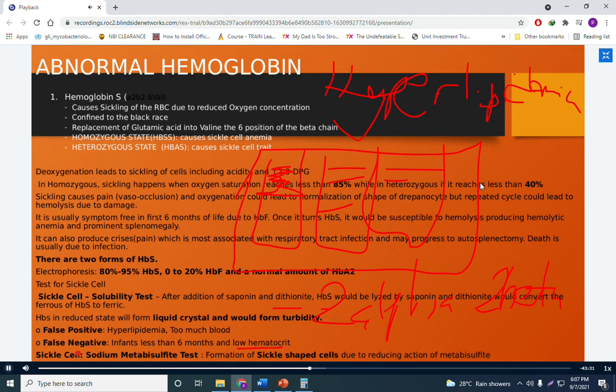Then, another test class is your sickle cell sodium metabisulfite. So, this is, when you add class yung sodium metabisulfite sa blood, this will artificially cause sickling. Kapag nag-sickling yan, yun ang positive result. Ulitin ko class ha, sodium metabisulfite is mixed with blood. Kapag na-mix sa blood, it will cause sickling. Kapag nag-sickling, positive. Pero kapag normal pa rin yung shape, it's a negative.